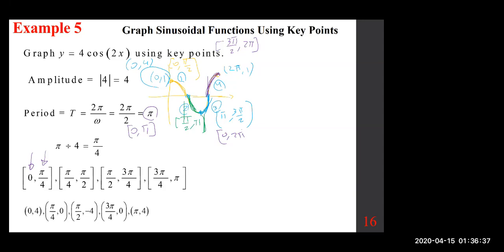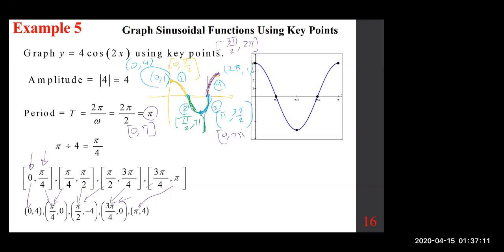Okay? So this point. All you have to do is plot those pairs and connect them, class. Okay? So if we plot those pairs, it looks something like this. Take a look.